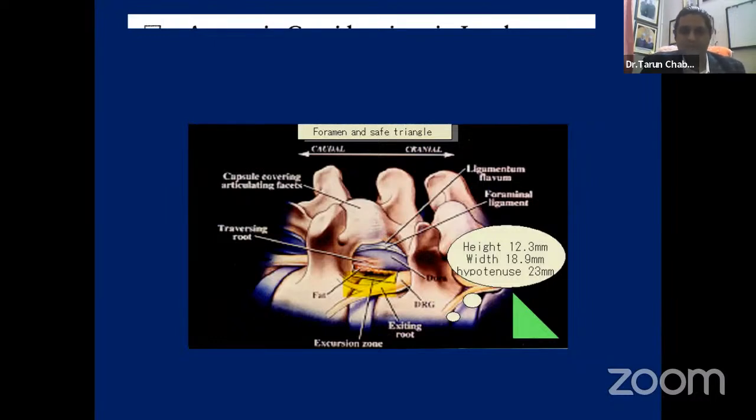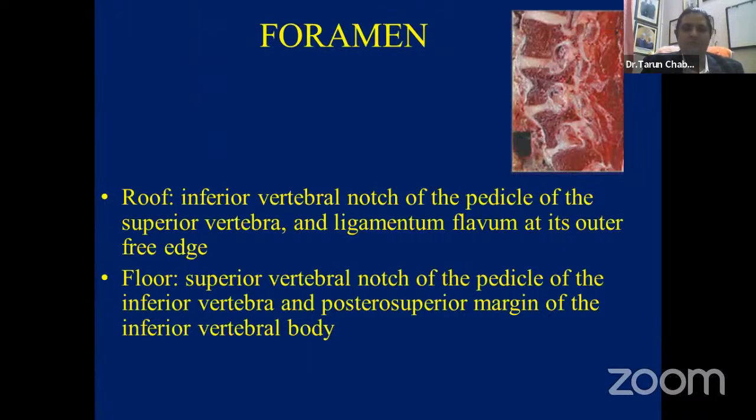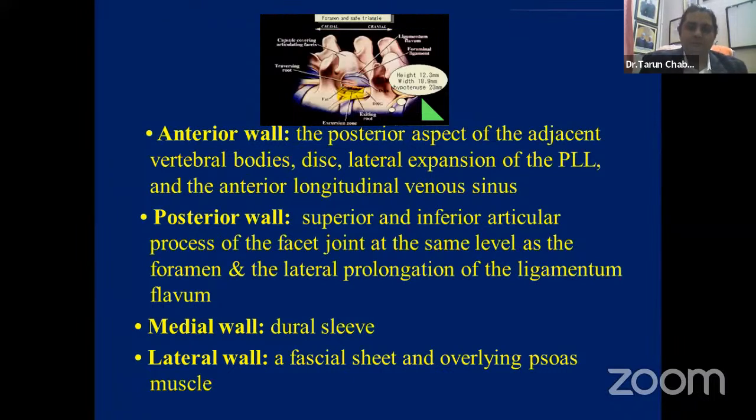While we do excursion, we should know where is our park and what are the boundaries of our foramen. The roof of the foramen is formed by the inferior vertebral notch of the pedicle of the superior vertebra and ligamentum flavum at its outer edge. The floor is the superior vertebral notch of the pedicle of the inferior vertebra and the posterior superior margin of the inferior vertebral body. The anterior wall is the posterior aspect of the adjacent vertebral body, disc, lateral expansion of the PLL, and anterior longitudinal venous sinus. The posterior wall is the superior and inferior articular process of the facet joint at the same level as the foramen and the lateral prolongation of the part 2 of the ligamentum flavum. The medial wall is the dural sleeve and the lateral wall is a fascial sheath overlying the psoas muscle.